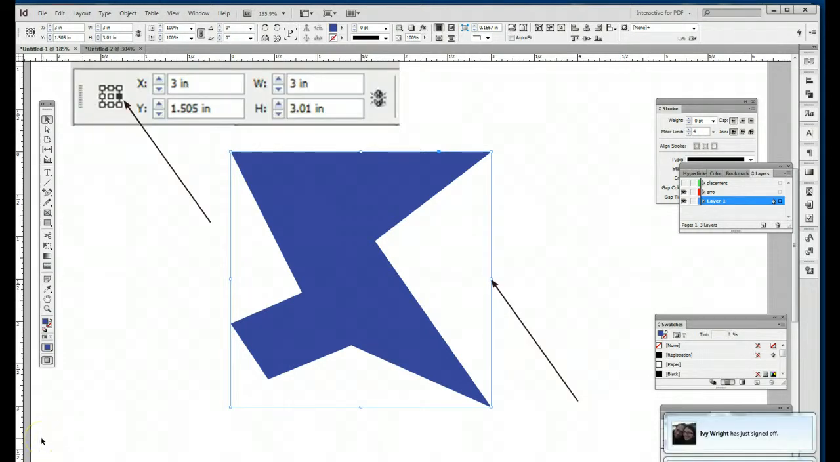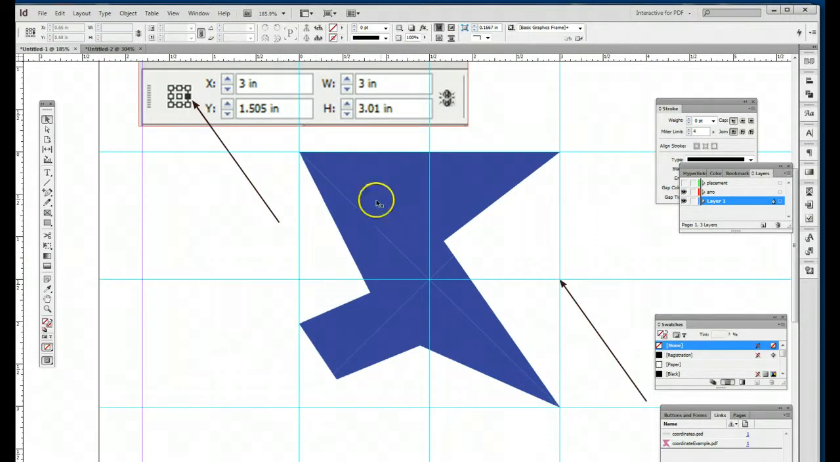The reference point is a value that corresponds to the position of the graphical element on the page relative to the rulers. In this case, the reference point is placed on the x-axis at 3 inches over and on the y-axis at 1.5 inches down.